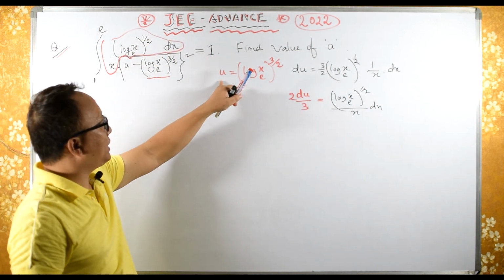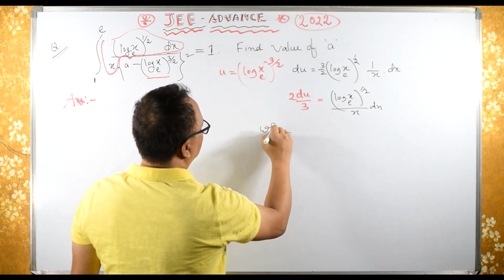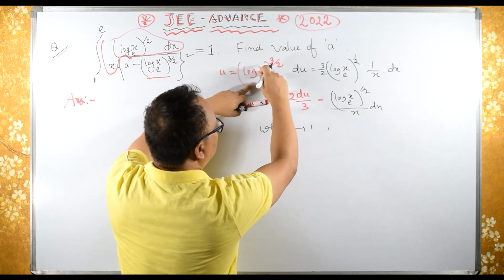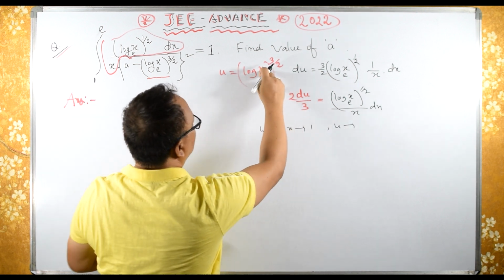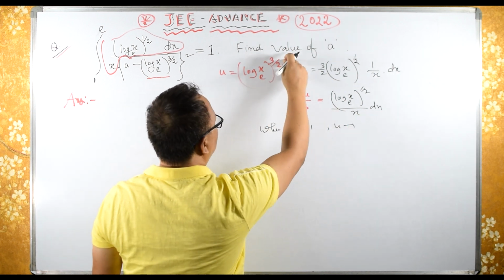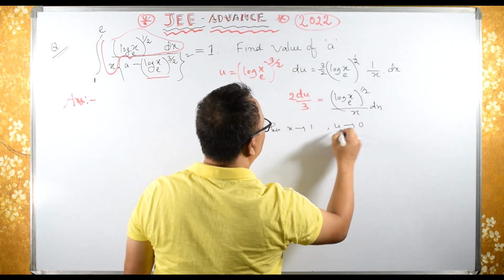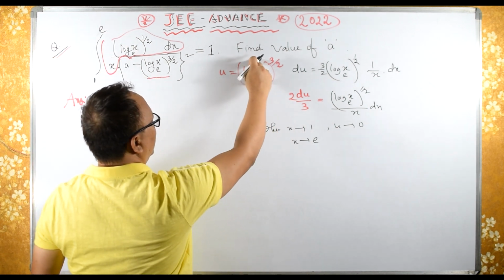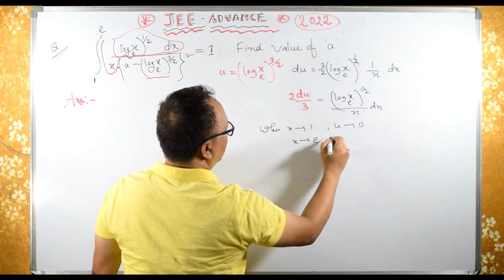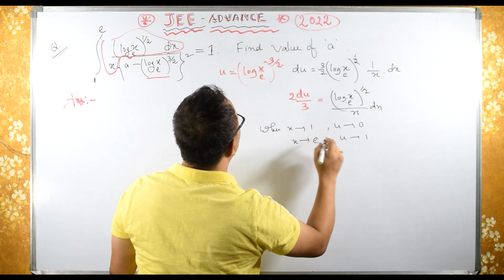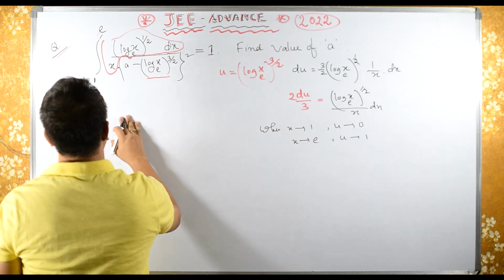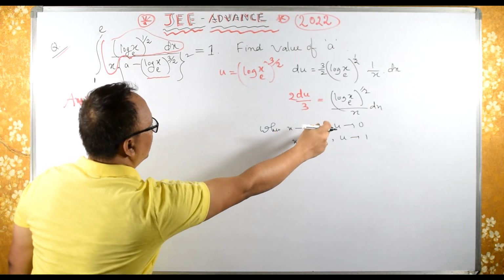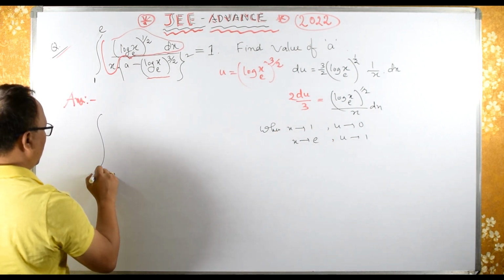Okay, we need to change the limit. When x tends to 1, then u tends to what? Log 1 is 0. So 0 raised to anything becomes 0. As well, when x tends to e, log e to the base e is 1, and 1 raised to anything becomes 1. Therefore u tends to 1. Therefore this integral becomes, from 1 to e, now 0 to 1.